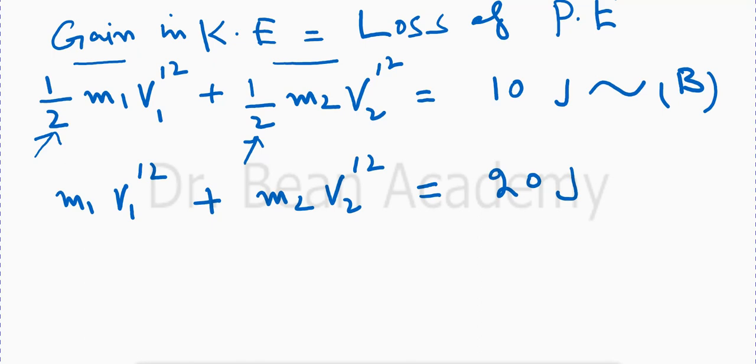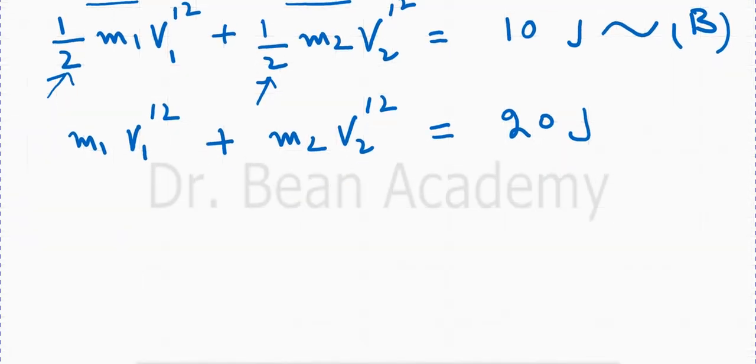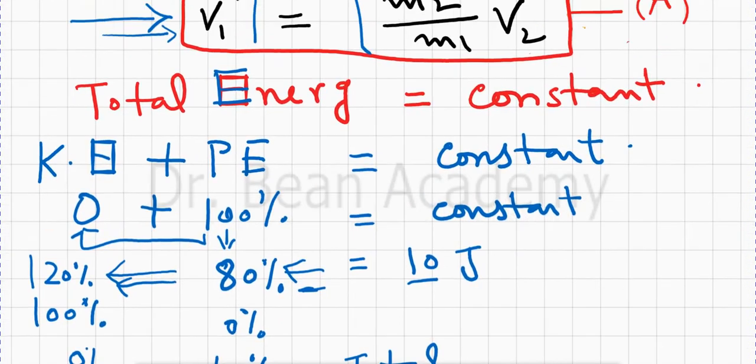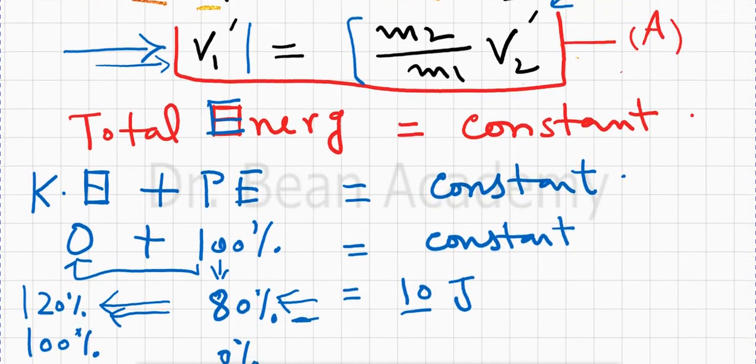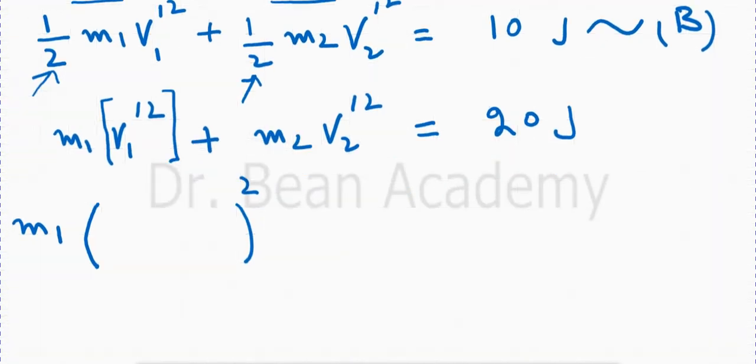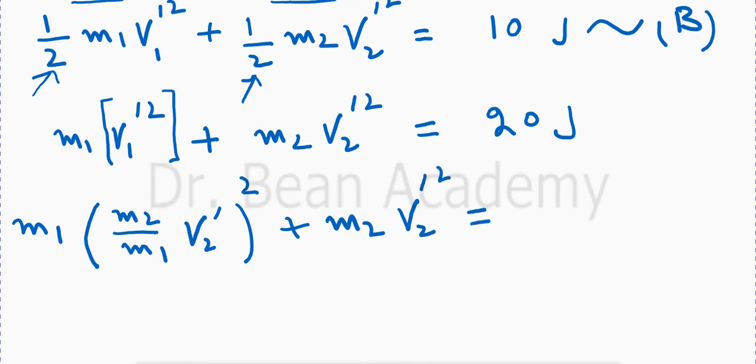joules. And now I will plug in the value of v1 prime. Just remember that I have the value of v1 prime, and it is v1 prime squared. So I will write m1, then put the square first, and then write the value of v1 prime, which I got from the law of conservation of momentum, and it is m2 over m1 v2 prime. So it is m2 over m1 v2 prime, squared, plus m2 v2 prime squared equal to 20.